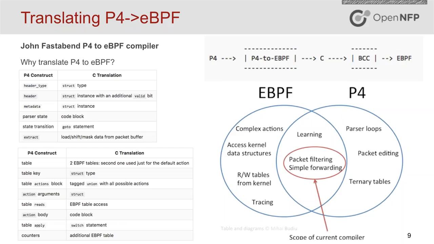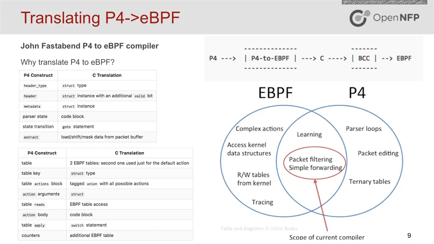So how can we get from P4 to eBPF? And hopefully from the previous slide you can see that there were a lot of constructs and concepts in P4 and eBPF that seem quite equivalent. And in fact, this is the mechanism that we use to get from P4 to eBPF. So John Fasterbend has written a compiler that will take a P4 program and convert it into eBPF.